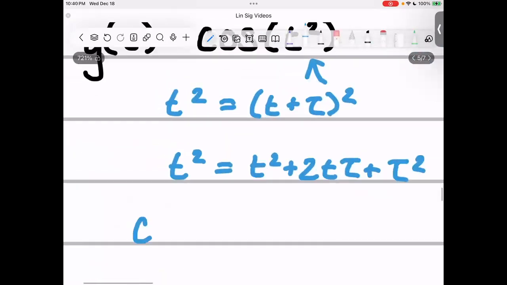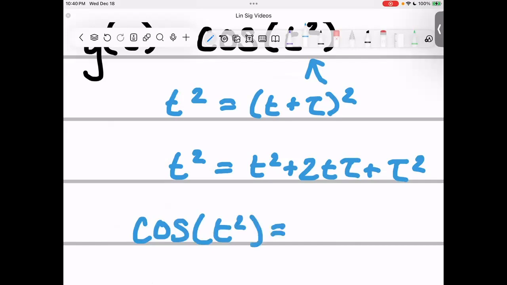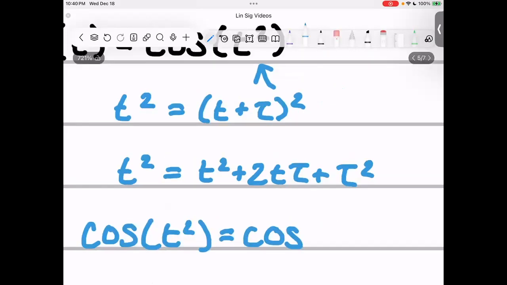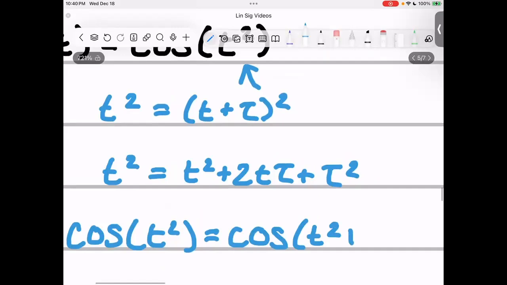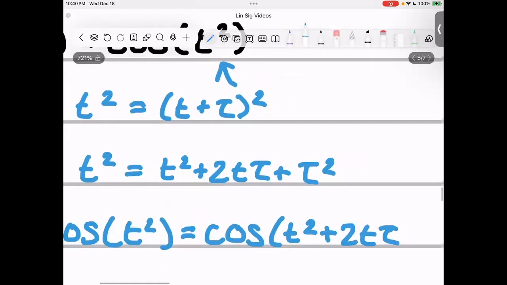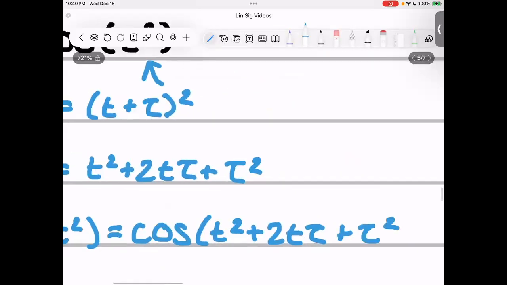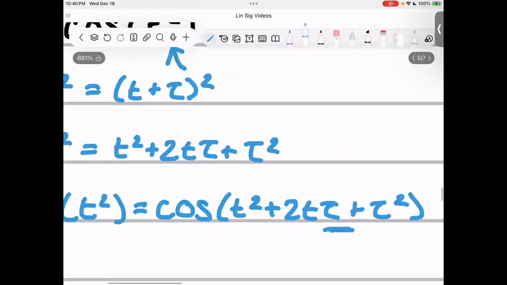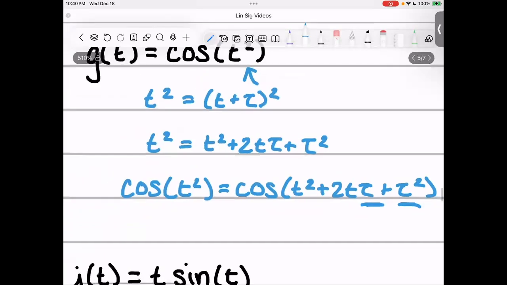If I were to try to take the cosine of t squared and match it up to the cosine of this whole train wreck, t squared plus 2t tau plus tau squared, there's no value for tau that I could get, other than 0, where it would be the same thing as just t squared. Therefore, it's not periodic.